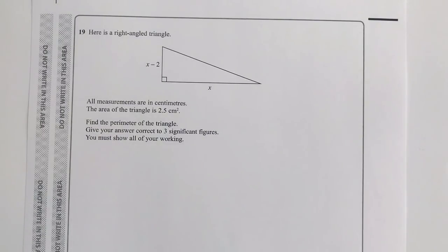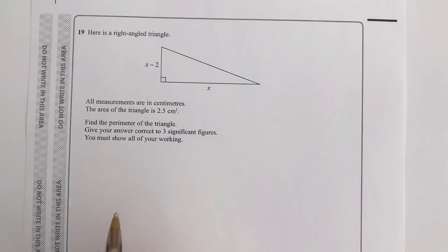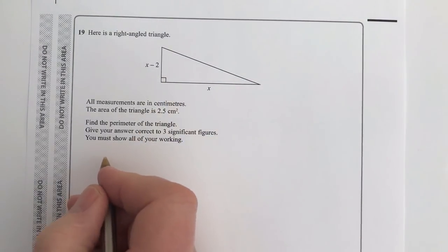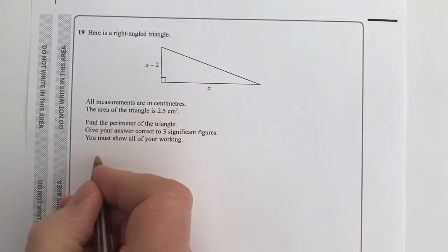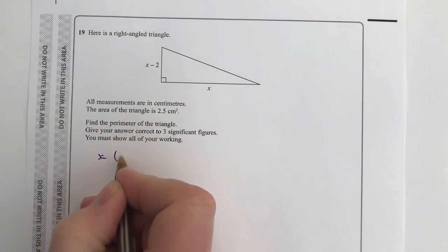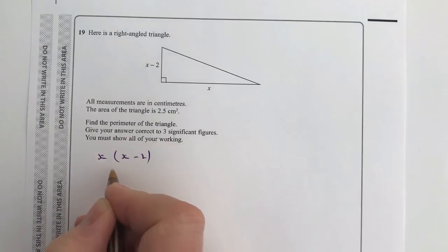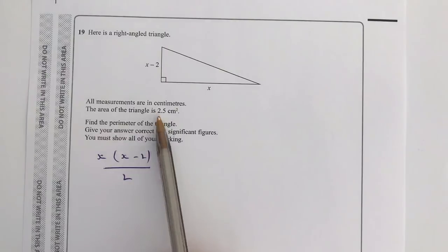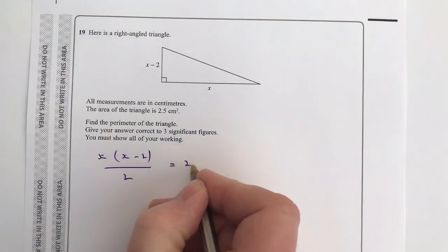As you're aware, the area of a triangle is going to be base, which is x, times height, which is x minus 2, and that's divided by 2. Half base times height, some people will say, and that's perfectly fine. So I can write it down like that, and it tells us that the area is 2.5, so that equals 2.5.